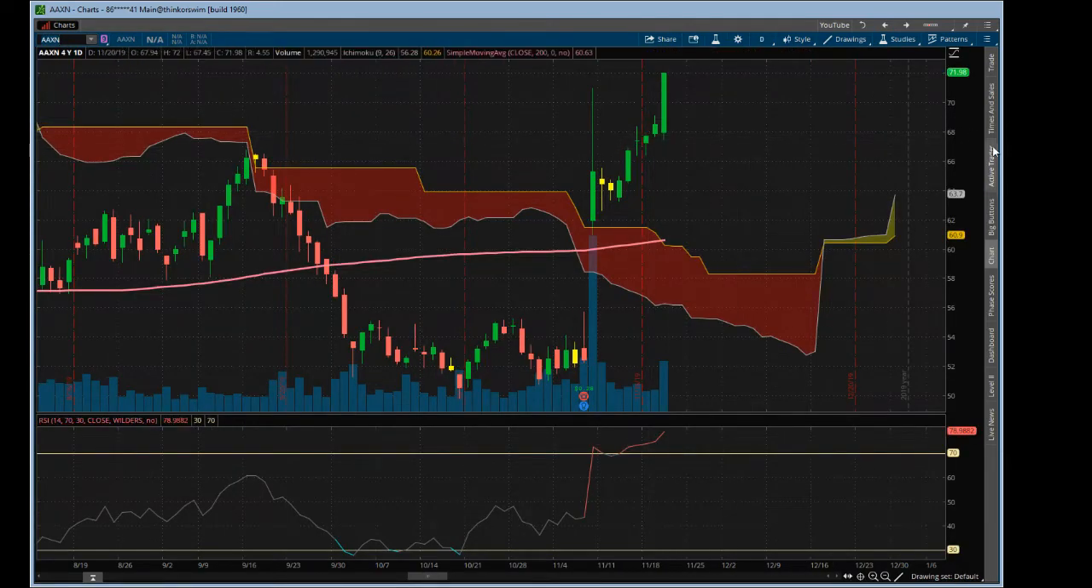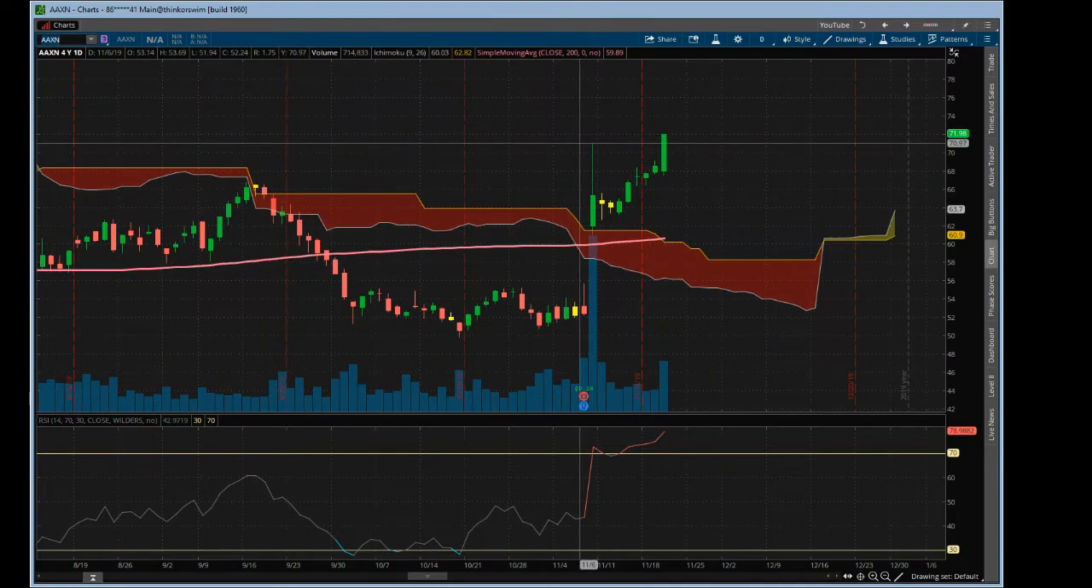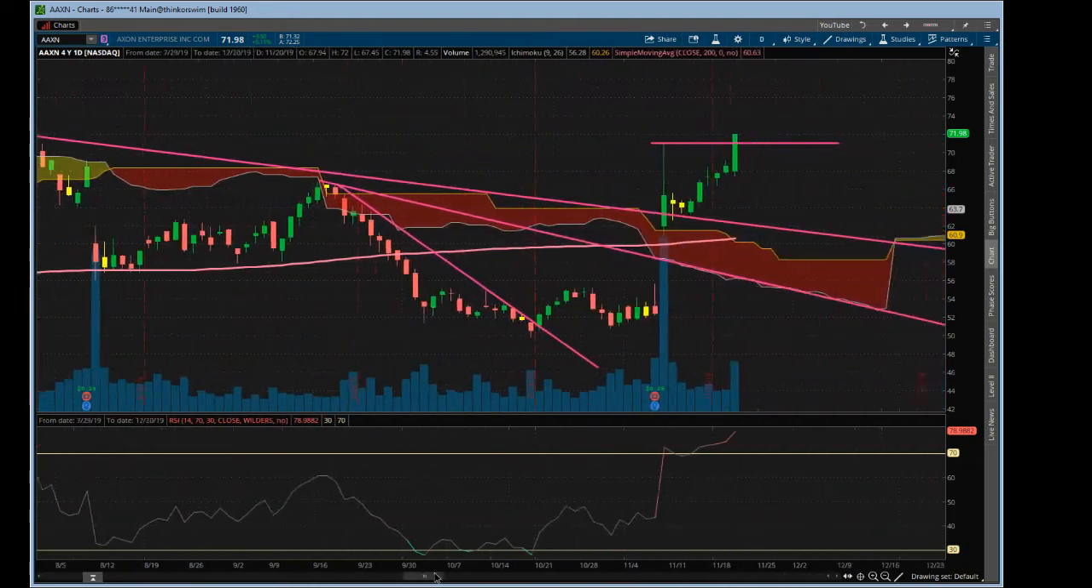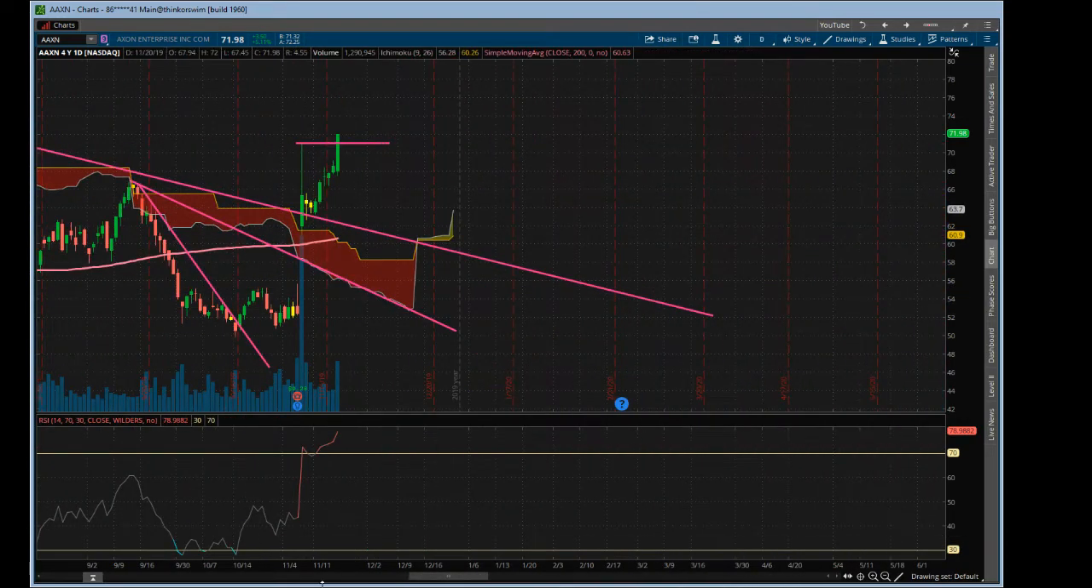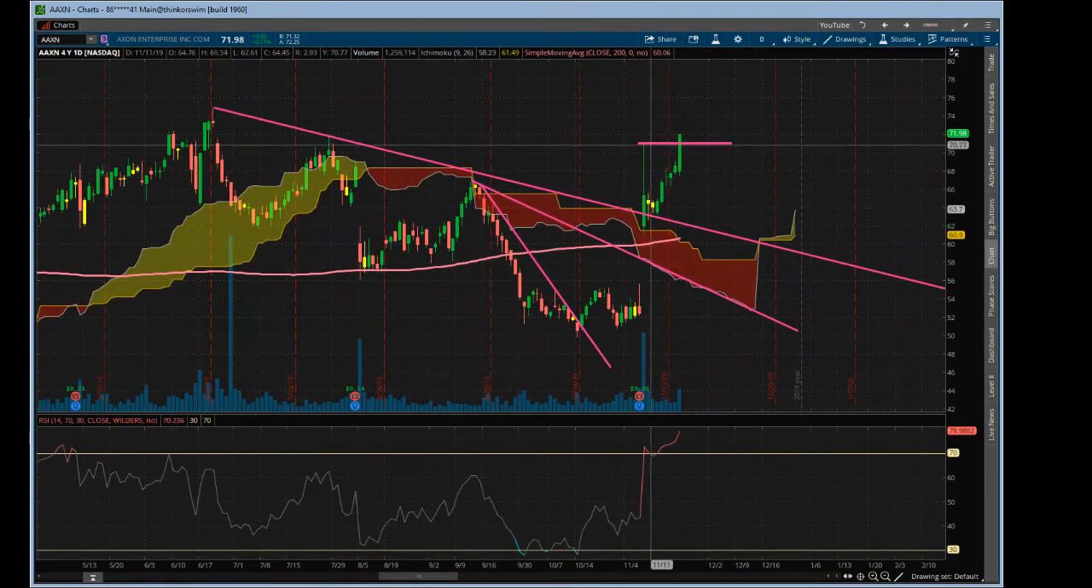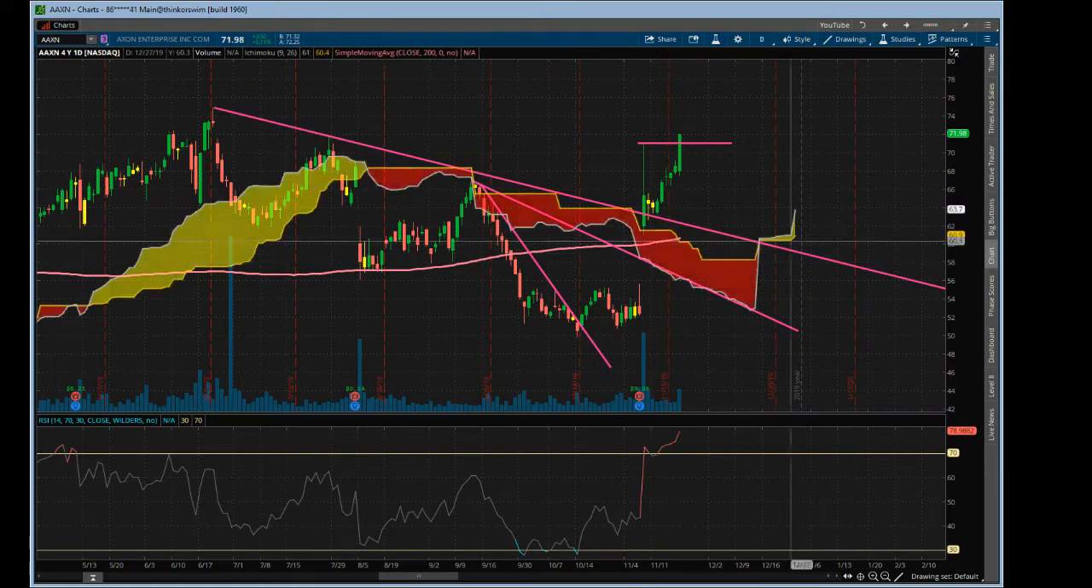Whoa, big move today. Got out of this level too. I like it. Wow. We looked at this one recently, right? Got over that macro trend line. Whoa, what happened? Got out of the macro trend line, right? And then it closed above this minor pivot level right here. Very, very strong on AAXN.